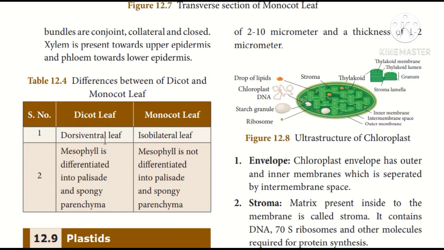And isobilateral, iso means same, bilateral, in both regions, is made up of either a palisade parenchyma or a spongy parenchyma. And the second important difference is that the mesophyll is differentiated into palisade and spongy in the dicot leaf, whereas it is not differentiated in the monocot leaf. Children, I hope you have all understood the anatomical structure of root, stem and leaf.